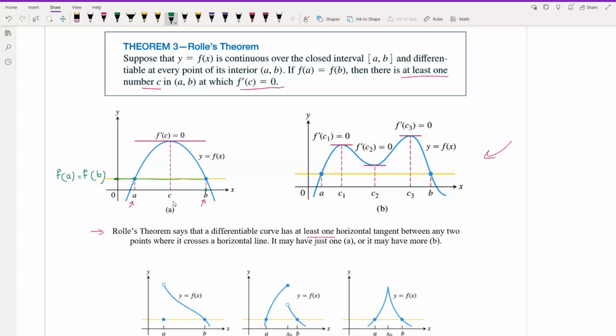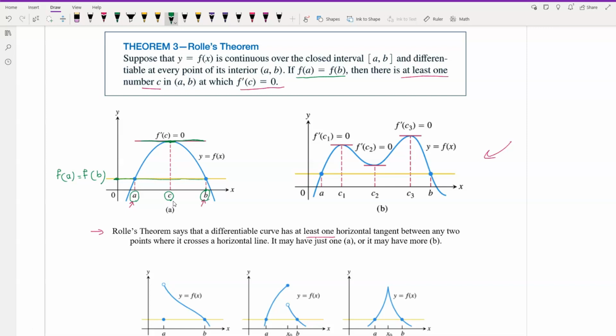So on this part we have f of a equal to f of b, then there is at least one number c, which is this one, in this open interval ab, at which f prime of c is equal to 0. So here we have this tangent line, and this point f prime of c is equal to 0.